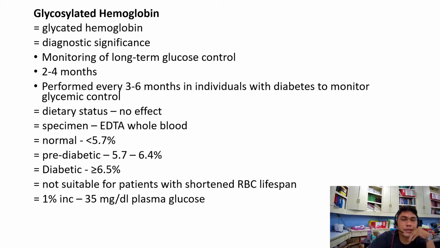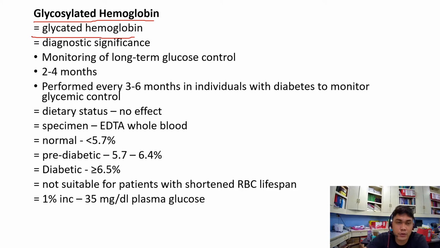Okay, so another test that you can use to diagnose diabetes or to monitor glucose concentration is glycosylated hemoglobin or glycated hemoglobin. Before we talk about the diagnostic significance, what is glycosylated hemoglobin? It is the hemoglobin with an irreversibly attached glucose molecule. That is your glycated hemoglobin. And irreversibly attached siya.